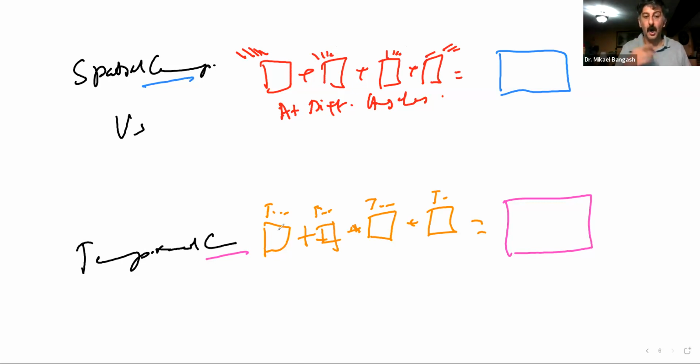It is the opposite for temporal compounding, because in temporal compounding, the frames are taken at different times, but here from the same angle.